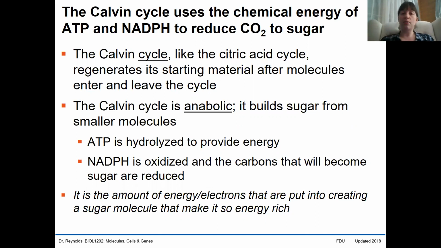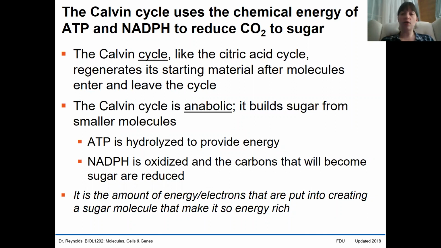This is an anabolic process. We are going to be building large molecules like sugar from smaller ones. And in order for this to be anabolic, you already know it's endergonic, and we need to provide energy and electrons into the system to be able to make bigger molecules from smaller ones. ATP is hydrolyzed to provide the energy, and NADPH is oxidized to provide the electrons.